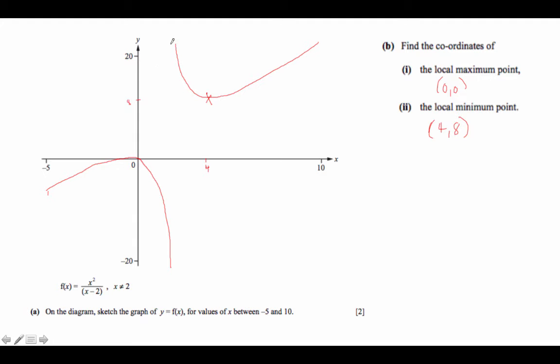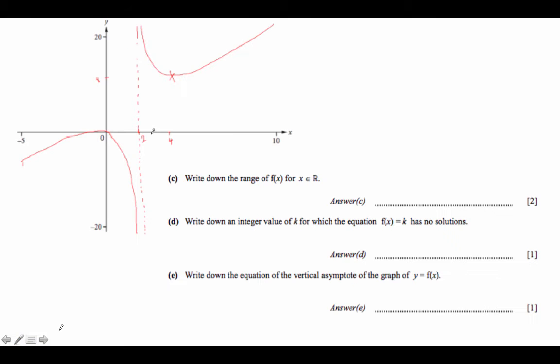Now we also said that it had an asymptote at 2. To show that it never crosses this line, we usually put it in as a dotted line, and if you wanted extra brownie points, you'd actually mark 2 here on the x-axis to show that that's where it doesn't cross. So 1 mark for the shape and 1 mark for the asymptote.